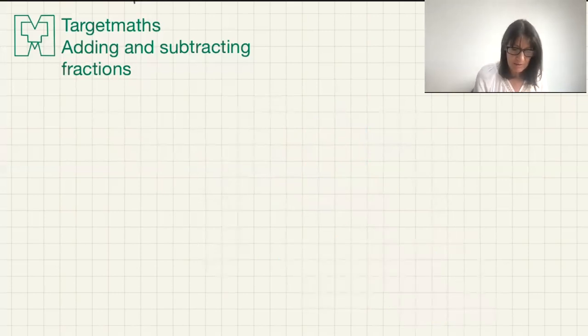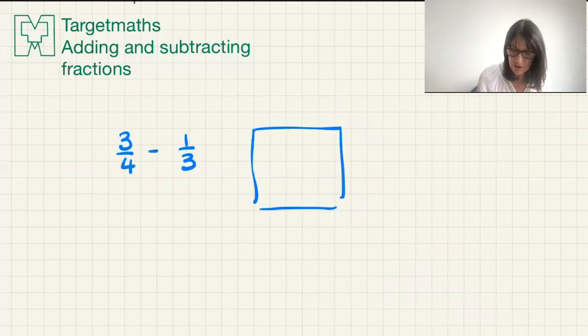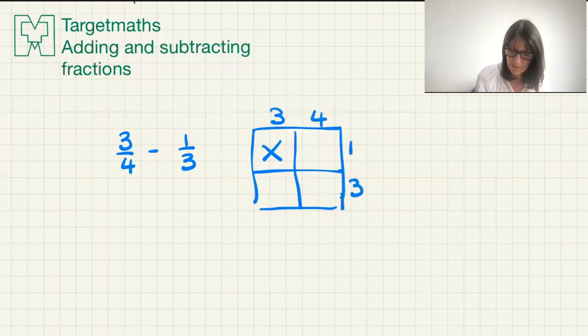So let's do a subtraction. Let's do 3/4, take away 1/3. Really doing this just to show you that there really is no difference whatsoever apart from a take instead of an add. The 3 and the 4 still go in their position. The 1 and the 3 will go in their position. Multiplying in gives me 12 and 9 here. So I've got 12 on the bottom.